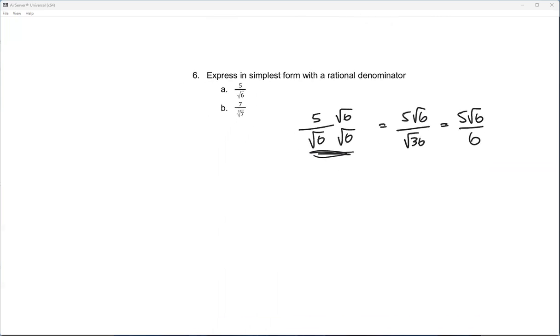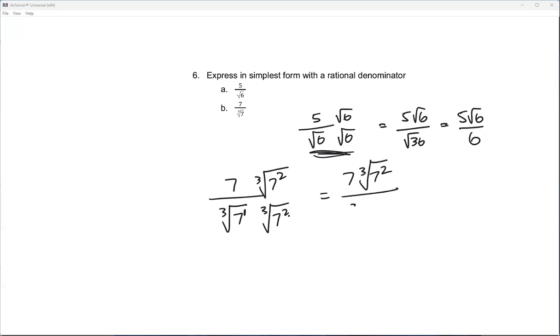Letter B is 7. And remember, we're trying to get rid of the radical here. So we need to multiply it by 7 squared, right? Because if we multiply by 7 squared, 7 to the first power times 7 to the second power is 7 to the third power. So this equals 7 cube root 7 squared over the cube root of 7 cubed, right? And by making this the third power, we even this out. And so it'd be 7 cube root 49, which is 7 squared, over 7. And then cancel. So the final answer is the cube root of 49.